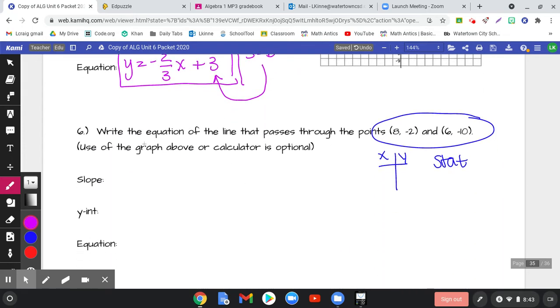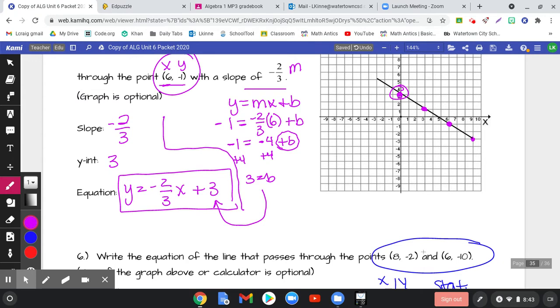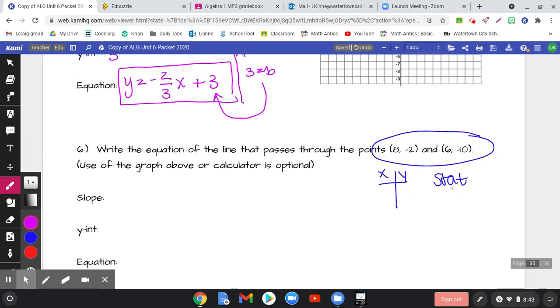Okay, write the equation of the line that passes through these points. You could use the graph above, plot them, and find the equation, but let's practice with this great tool, stat. So if you want to find the equation between any 2 points, first thing you want to do is make a table. Because when we go to stat, we need to make sure that our x's go in list 1 and our y's go in list 2.